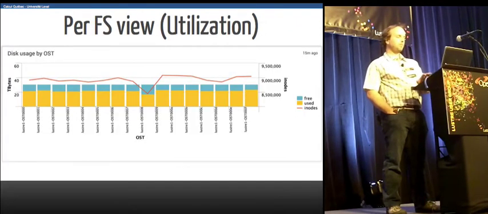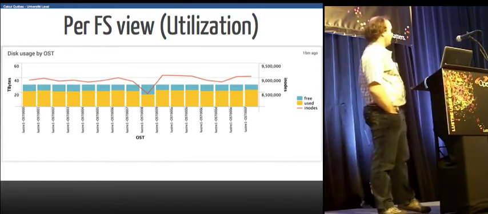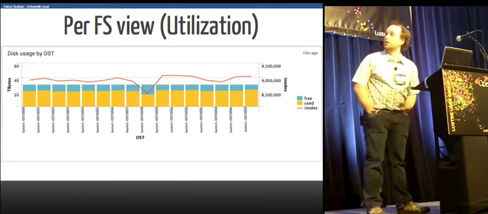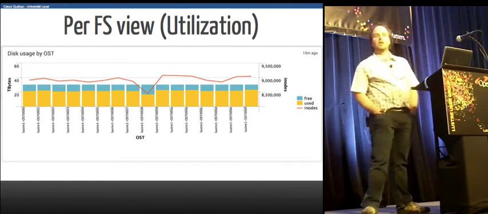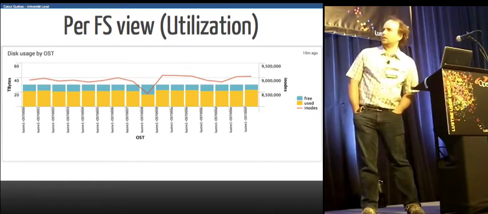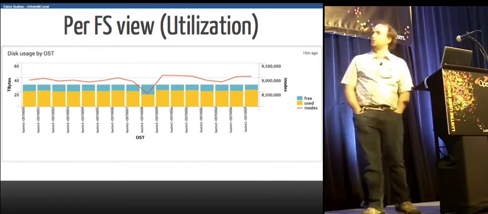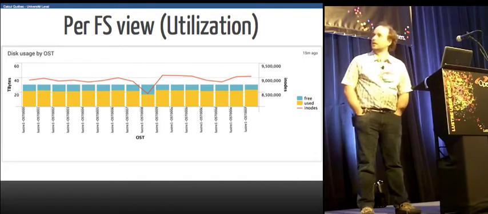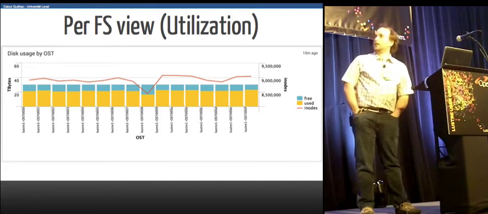So now to the file system specific dashboard. We wanted to have a view of the utilization of each of our targets for each file system. I just saw yesterday that there was something similar in the Intel package. So basically each bar is the latest status of an OST. The yellow part is the used space, and the red line is the number of files on that OST.